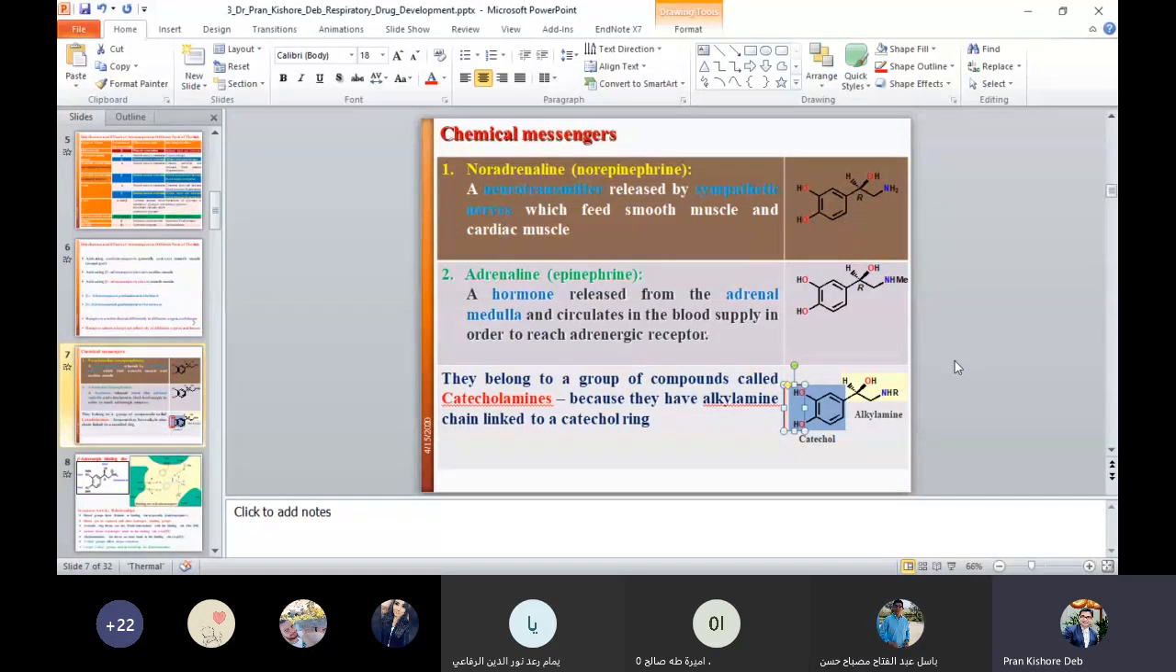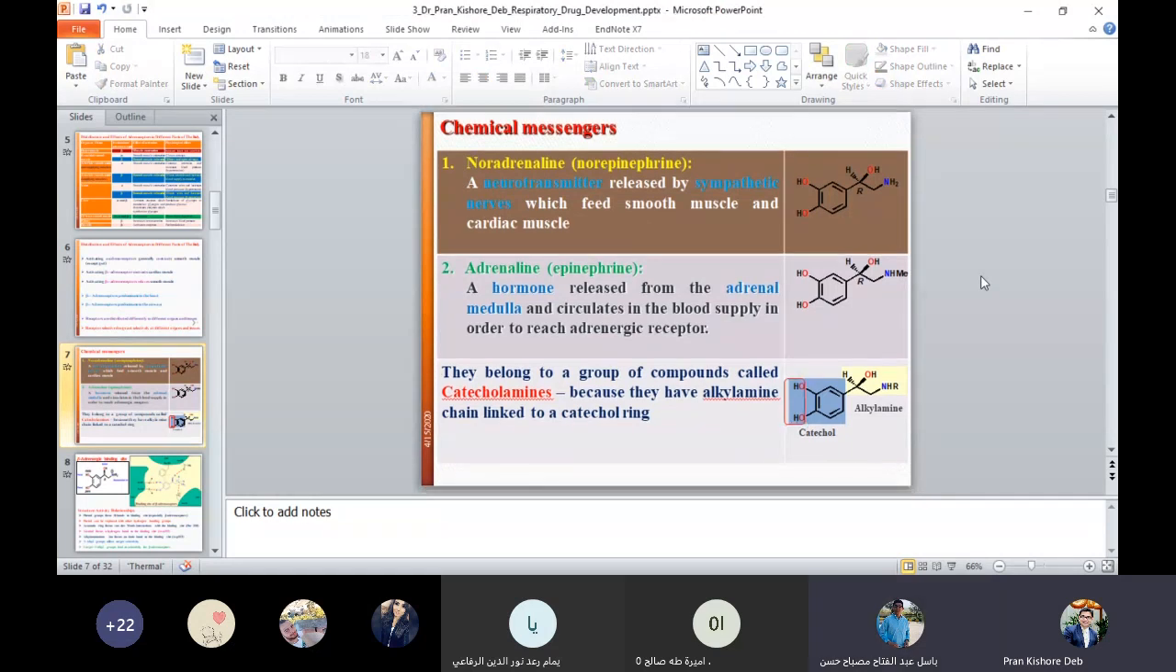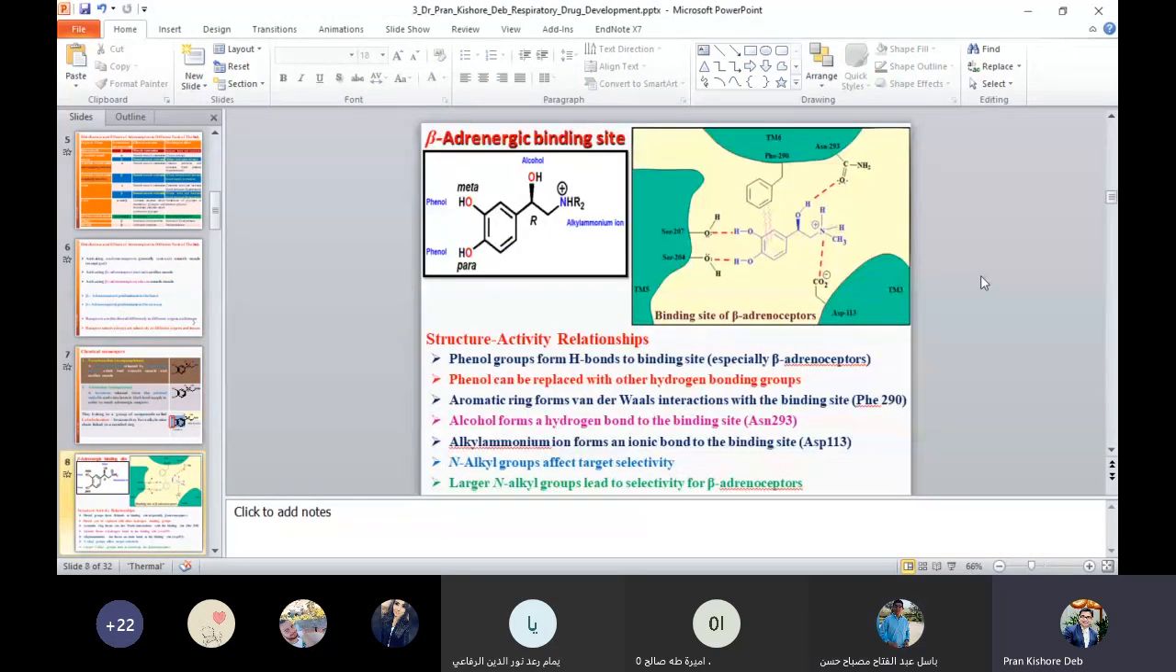So see, they contain a catechol group and also an alkyl amine group. Why alkyl amine? If you look at the side chain, they contain an amine group. Okay, side chain. So we go to the next slide. In this slide we'll discuss the binding site of the adrenergic drug, that's adrenaline, inside the receptor.